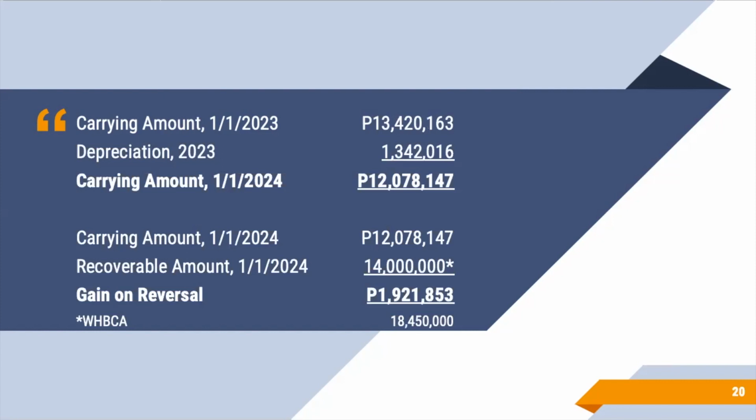So kung babalikan natin, the recoverable amount is 14 million. Since the would have been carrying amount is 18,450,000, then it is acceptable to increase it to the recoverable amount of 14 million. Thus, we recognize again on reversal 1,921,853. So kung for example lang, yung would have been carrying amount ay 13 million, then gagamitin nyo hindi 14 million, kundi 13 million. Kasi hindi siya pwede mag-exceed sa amount na yon.